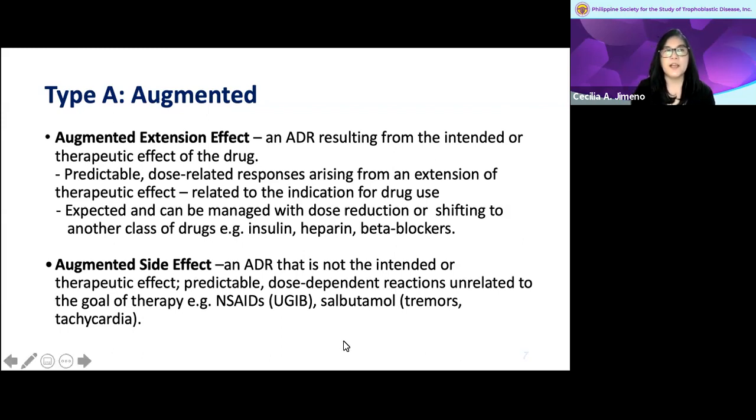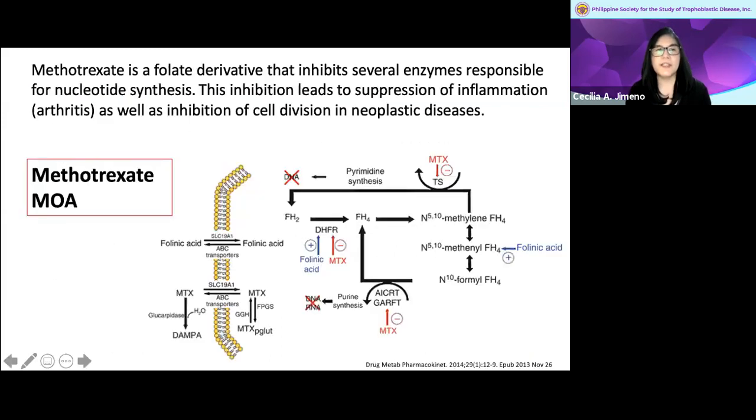Or salbutamol. Salbutamol is a beta agonist. It will cause dilatation of your bronchi and relieve wheezing in asthma. But because of its effects on the other beta adrenergic receptors, it can cause, for example, tremors or tachycardia. Now, in the case that has been presented, we can point to methotrexate and the other chemotherapy agents as having caused a type A adverse drug reaction.